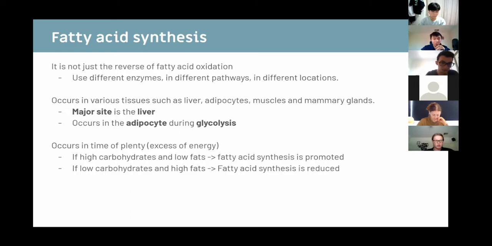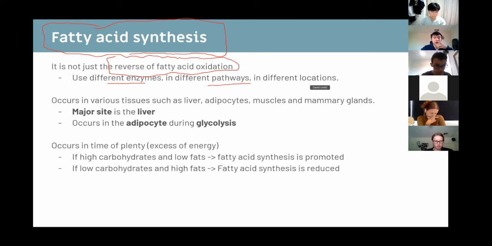Very high yield. Fatty acid synthesis. You learned about beta oxidation last week. This week, we are not just doing the reverse of fatty acid oxidation. We're using different enzymes in different pathways in different locations. The major site of fatty acid synthesis is the liver. However, it does occur in adipocytes as well, which you should know about, and it does occur in muscles and mammary glands, not as important as liver and adipocytes.